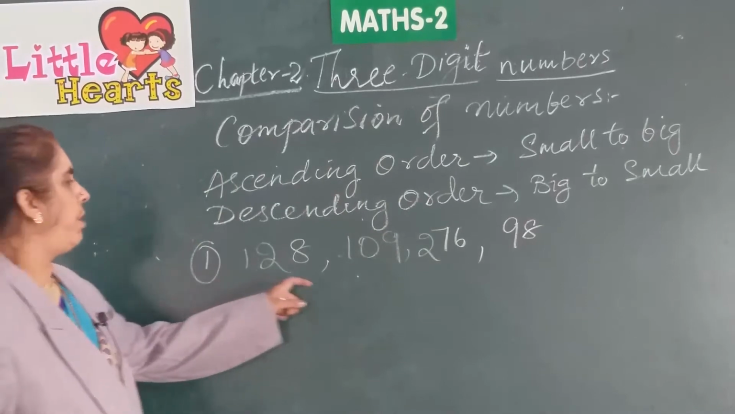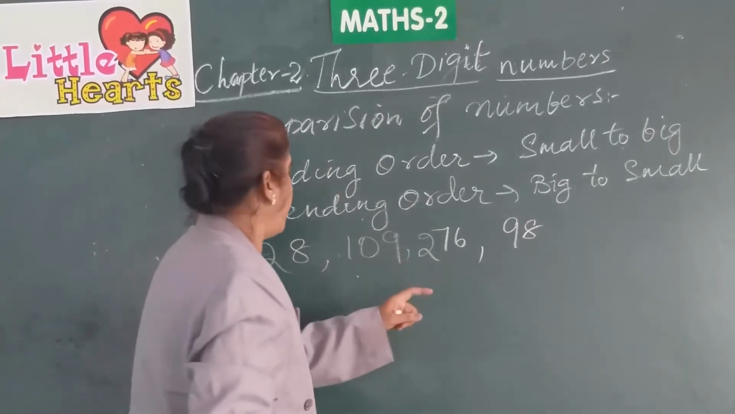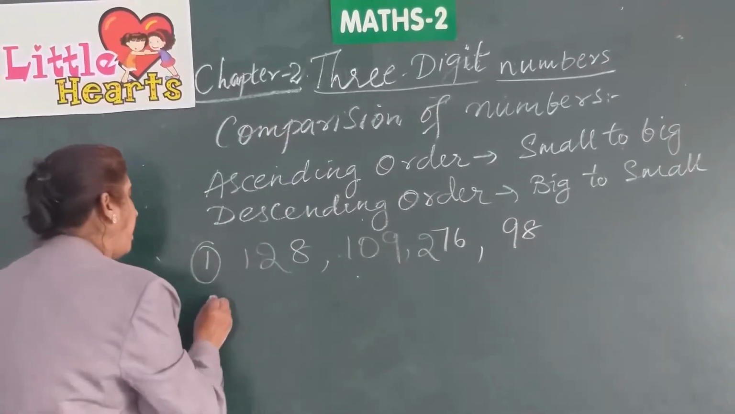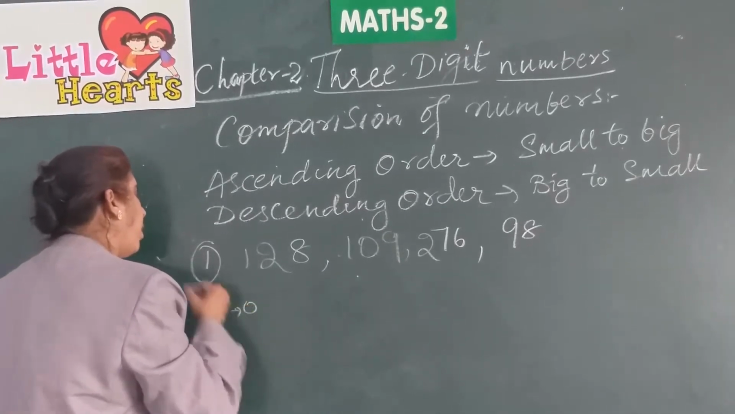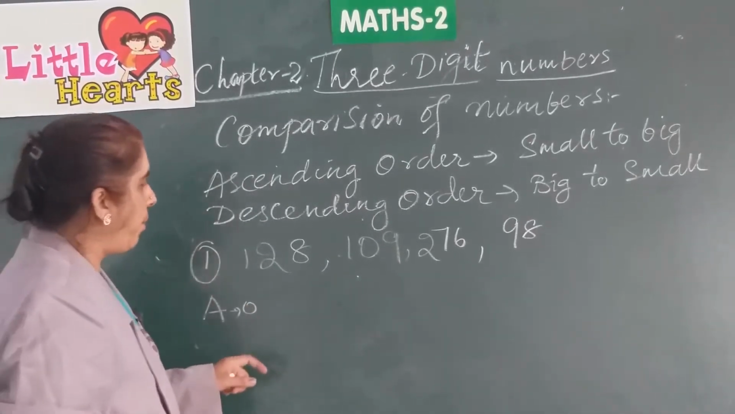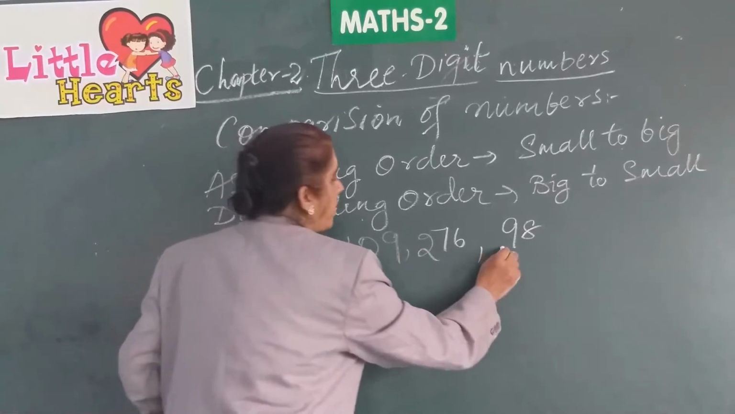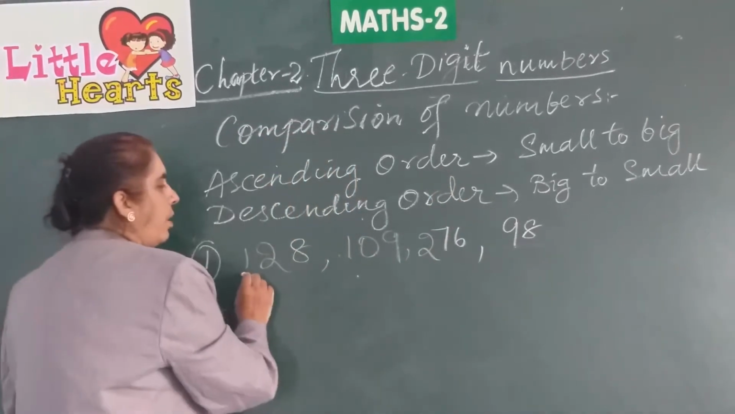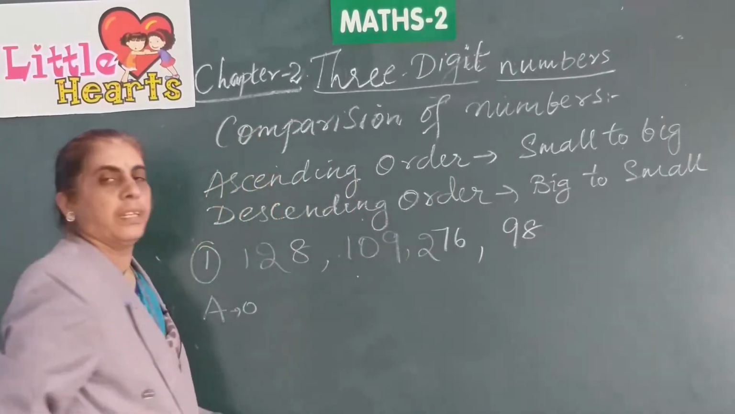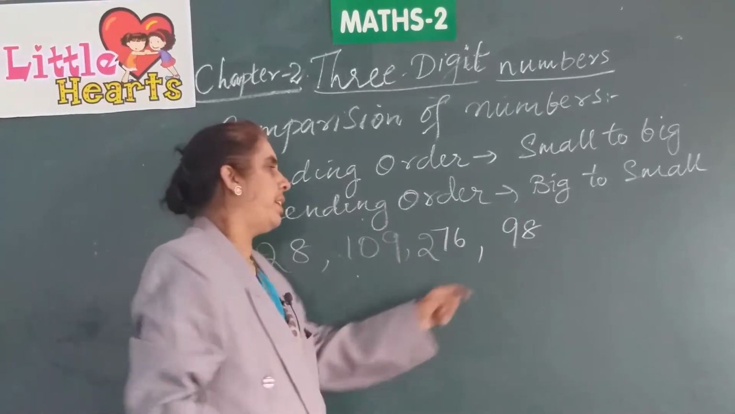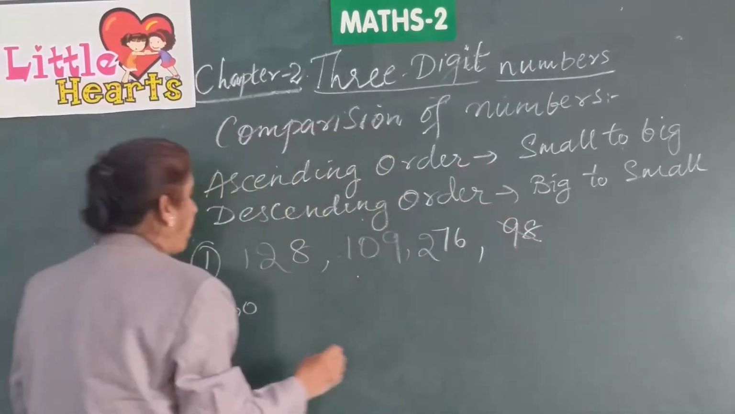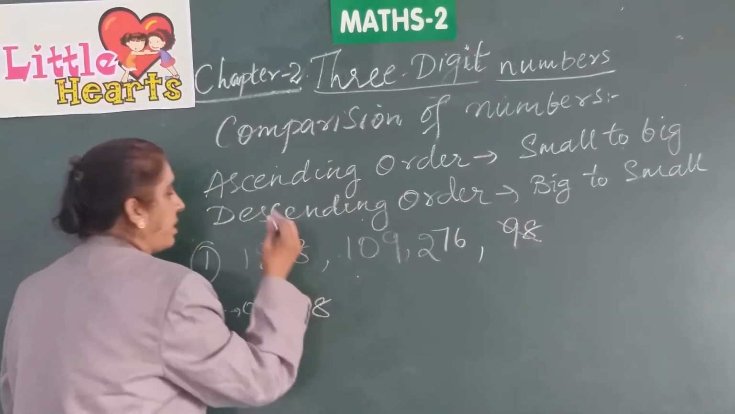Observe the set of numbers here. We have 4 numbers and we have to arrange them in ascending order, small to big. I already told you that a number with less number of digits is always smaller. All these numbers have 3 digits and this number has 2 digits. So it is the smallest number in this set, 98.